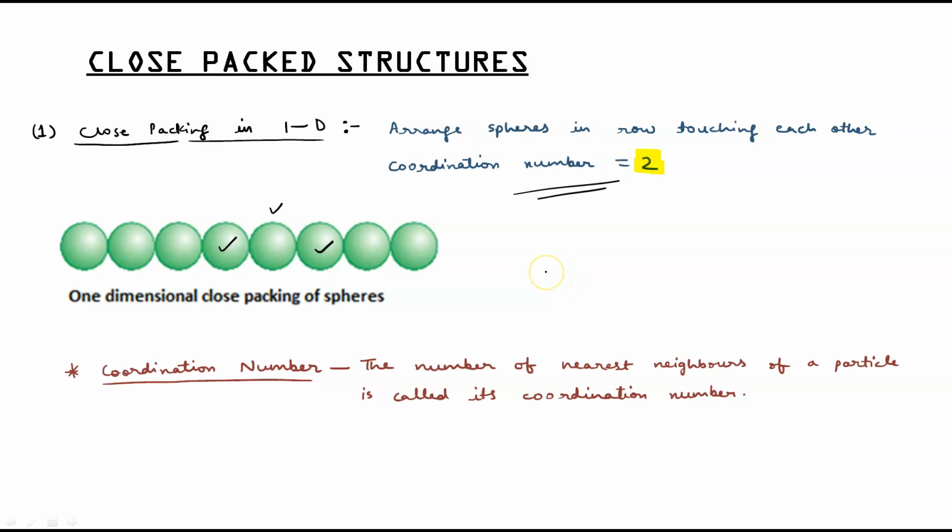The coordination number is the number of nearest neighbors of a constituent particle. So for this sphere, it is touched by two spheres, so the coordination number is 2. This is the one-dimensional close packing. There is only one way of arranging spheres in one dimension and no second method: arrange them in a row, touching each other. In this arrangement, every sphere is in contact with two neighboring spheres. Therefore, the coordination number is 2.